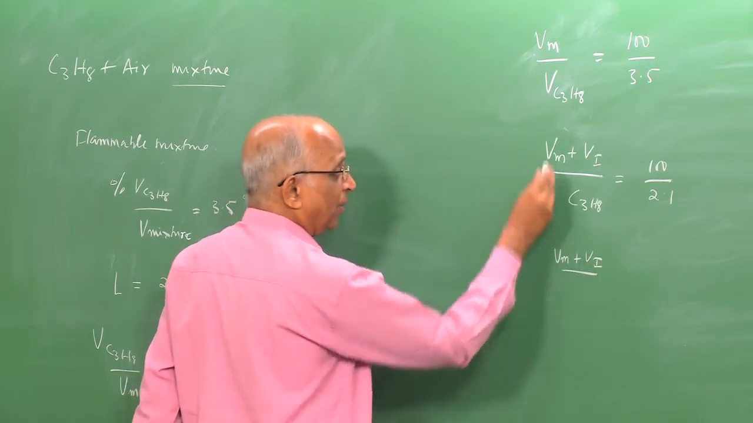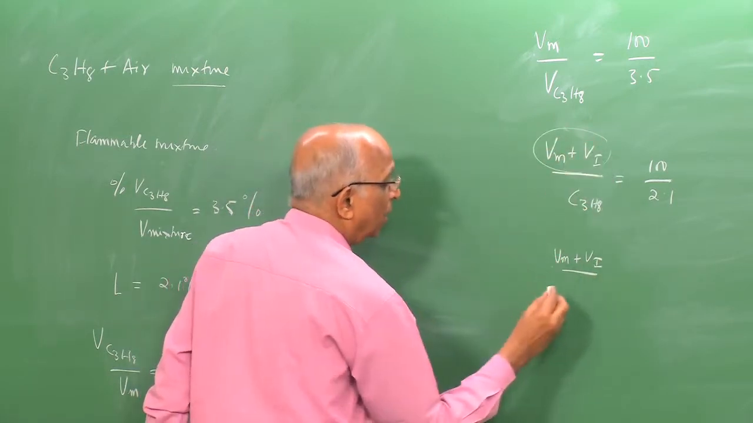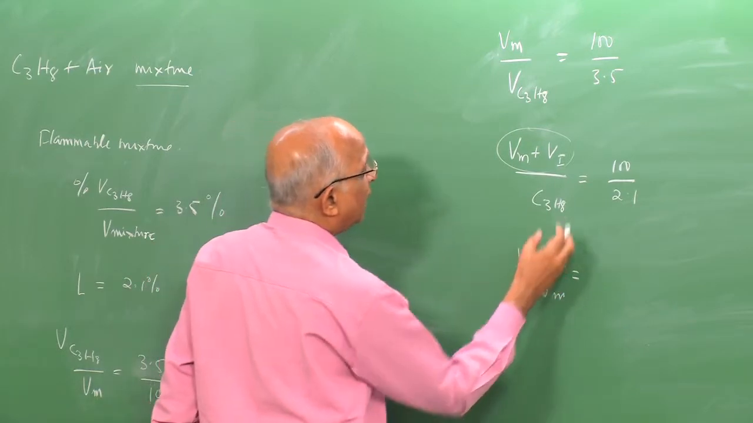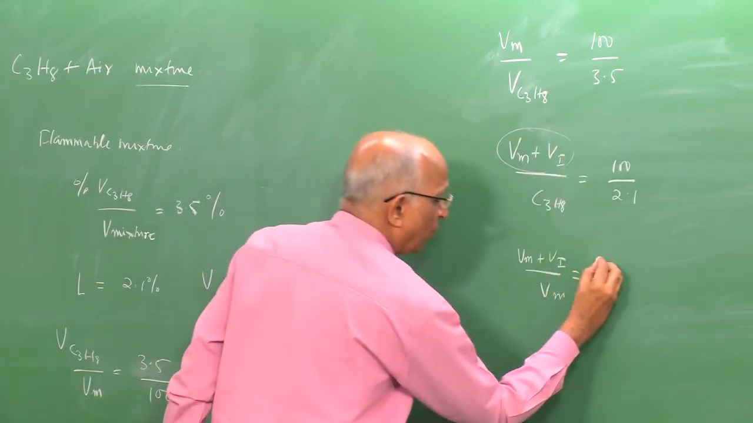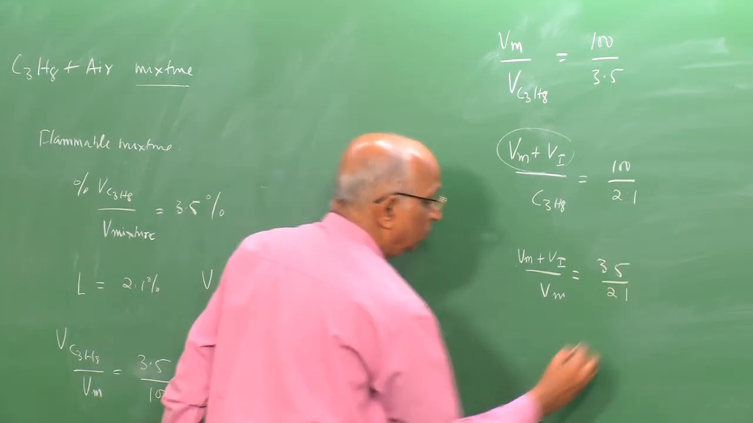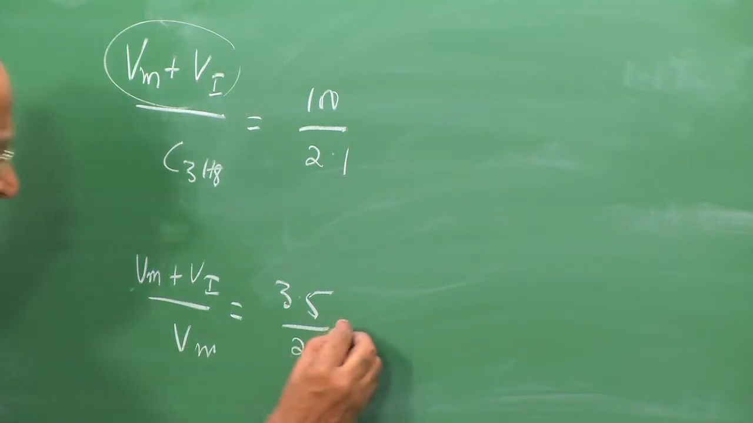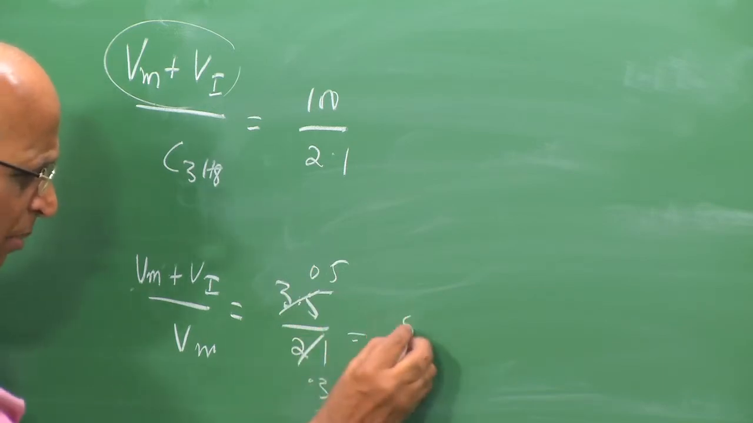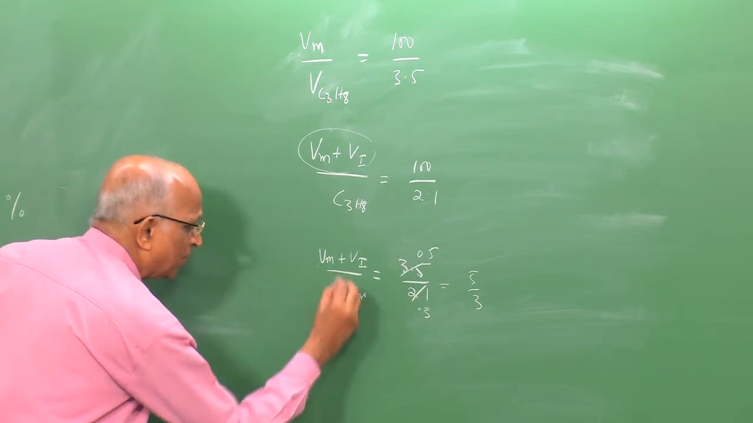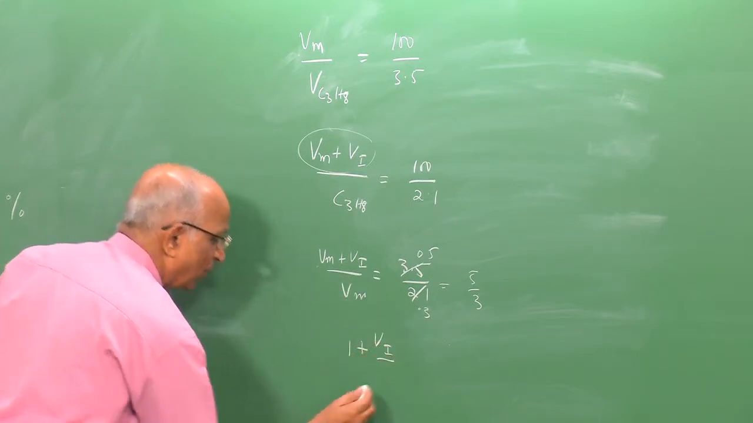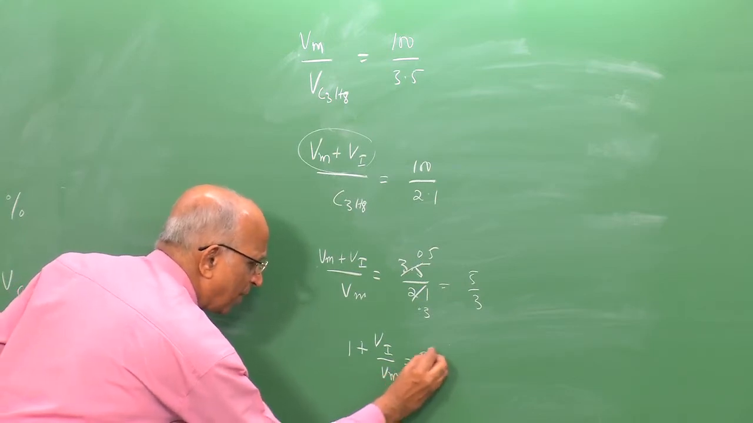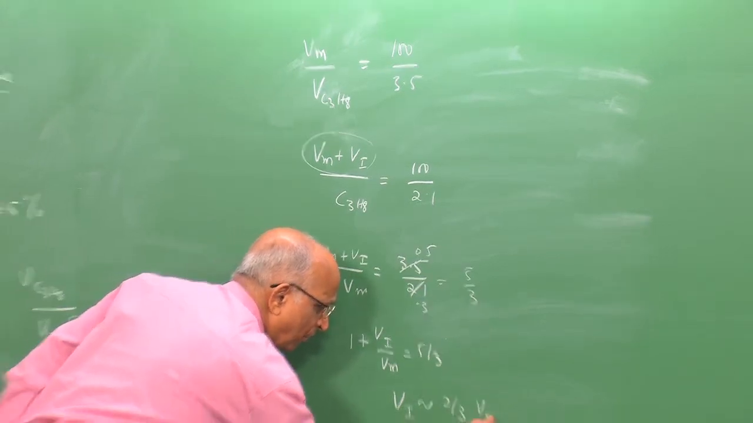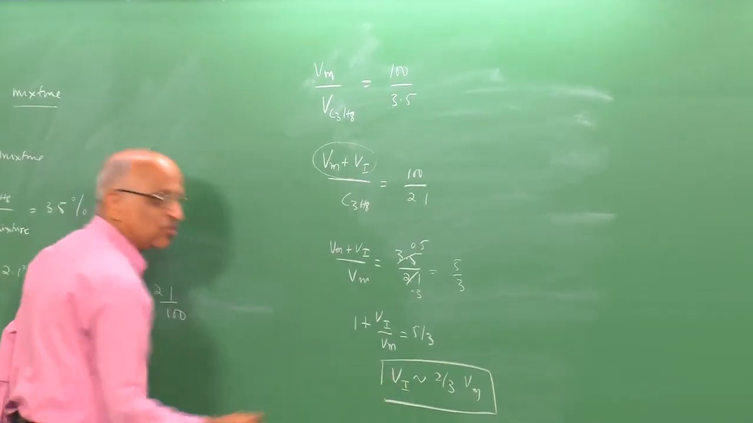Therefore, I get the volume of the mixture plus volume of the inert gases, that is the original mixture, mind you, to which I have added this, becomes the new mixture now, divided by volume of the mixture. Dividing one by the other, 3.5 divided by 2.1, this becomes 5 by 3. So I get 1 plus V I, volume of inert gases to be added, divided by volume of mixture is equal to 5 by 3, or rather the volume of the inert gases must be around 2 by 3 of the volume of the mixture. This is the amount of inert gases which I must add.